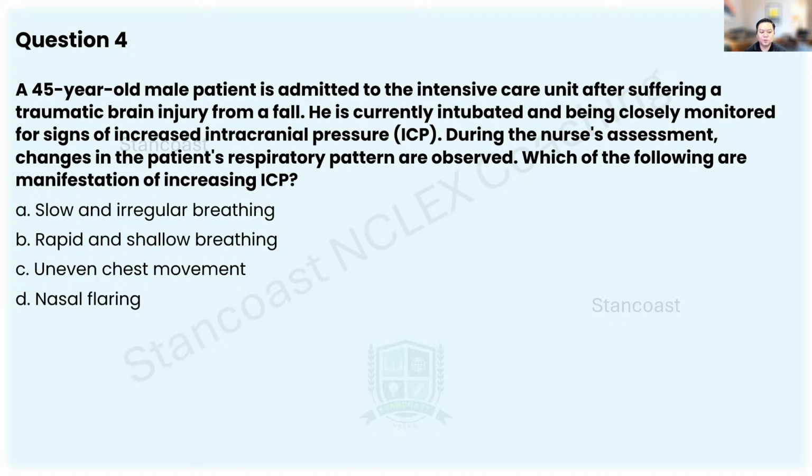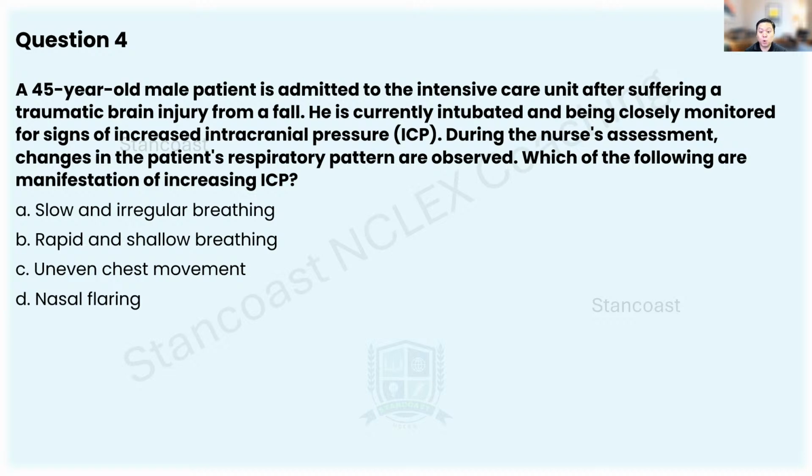Which of the following manifestations are signs and symptoms of increasing ICP? Is it A, slow and irregular breathing? Is it B, rapid and shallow breathing? Is it C, uneven chest movement? Or D, nasal flaring? Remember about the Cushing triad?